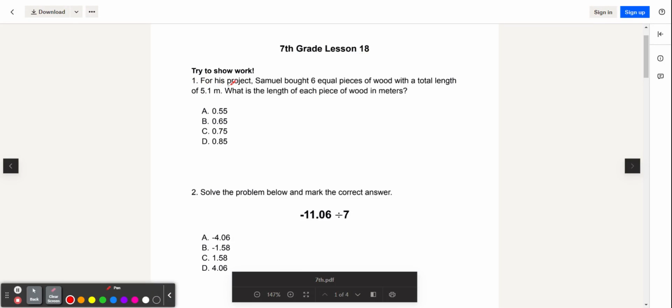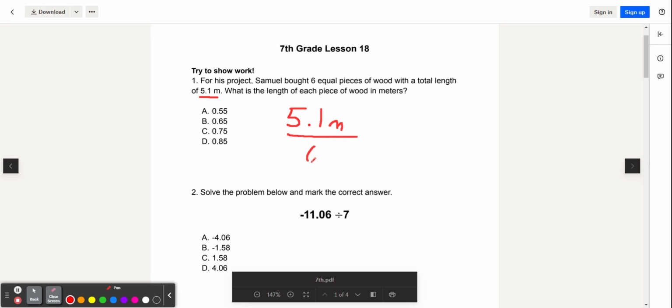So, number 1, for his project, Samuel bought 6 equal pieces of wood with a total length of 5.1 meters. What is the length of each piece of wood in meters? So, 6 pieces of wood, the total length is 5.1, which means we can do simple division to find the answer. We set up a proportion.